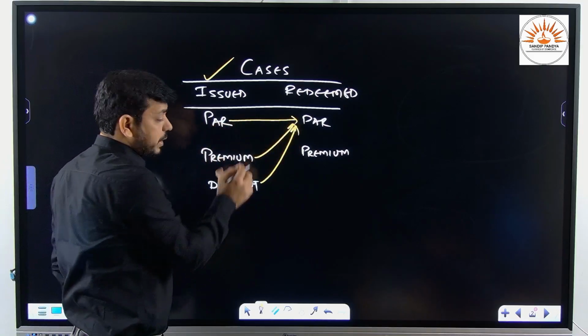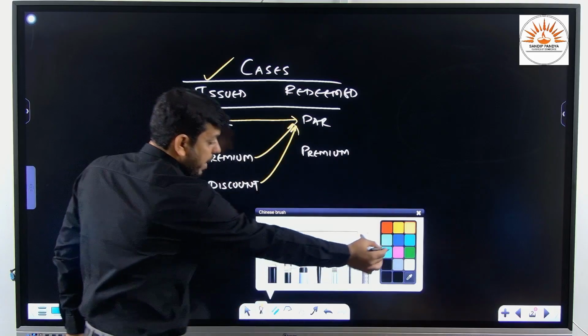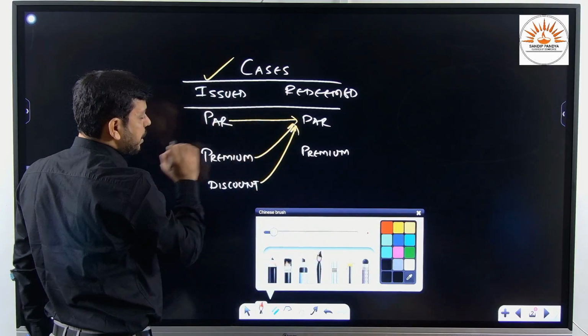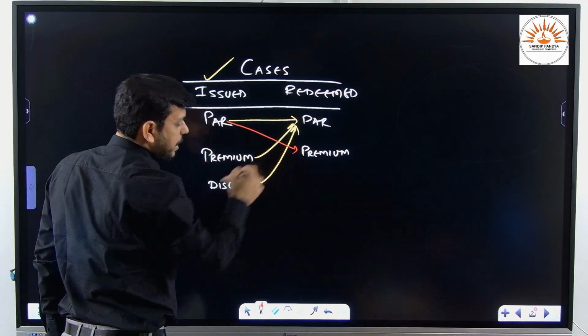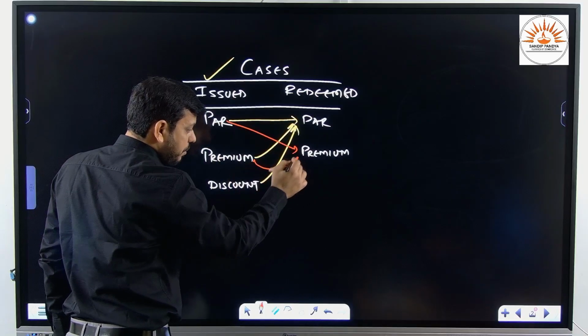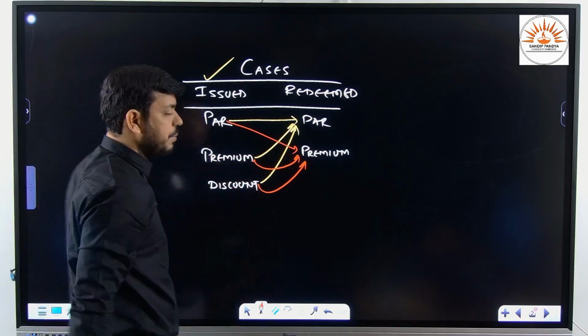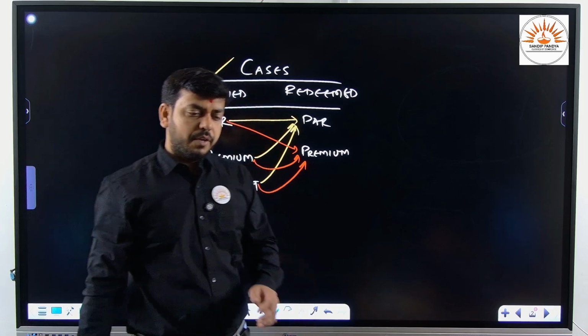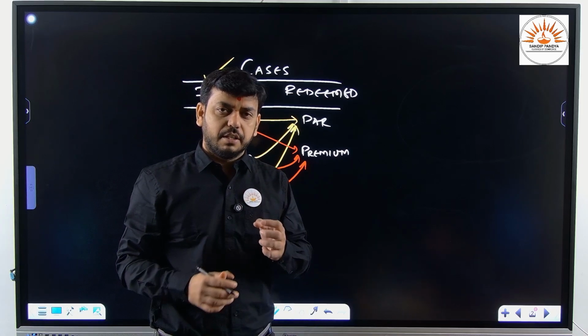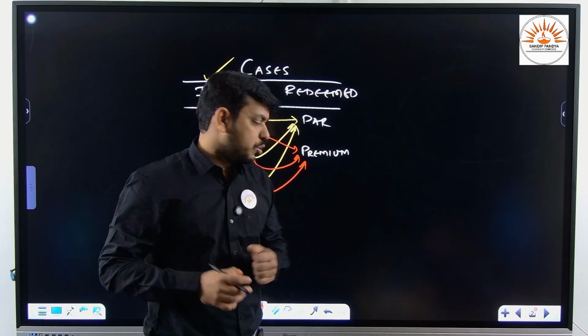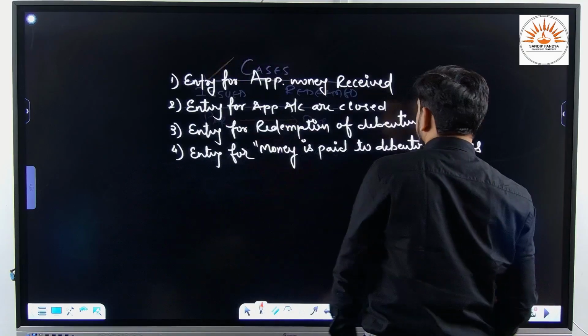But there are three different cases also where company has issued debenture at a par, then can redeem at a premium. Issued at a premium, redeemed at a premium. In the same way, issued at a discount, then company can redeem at a premium also. So one by one, we shall understand the detailed answer for this question. Fine. So let's start one by one.